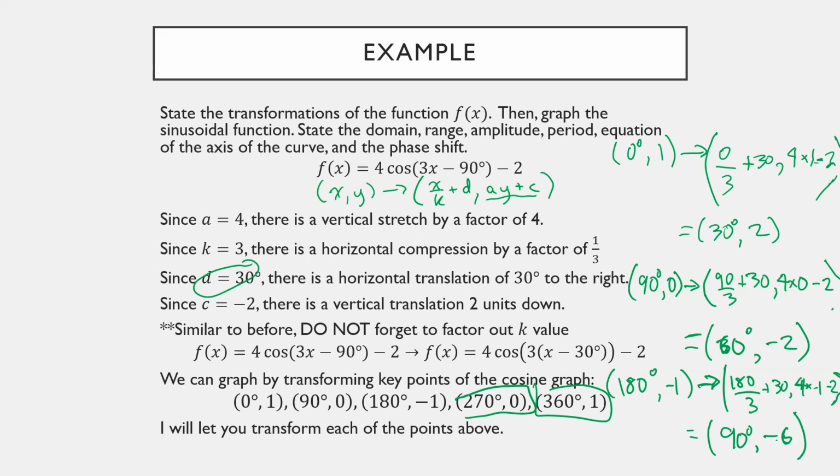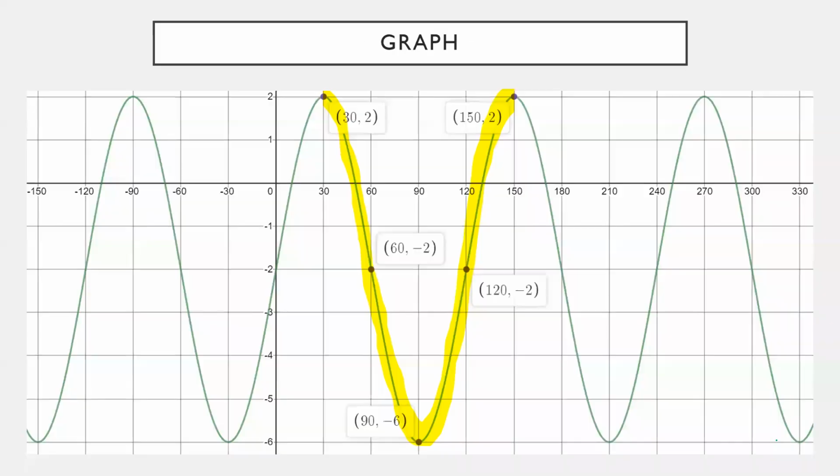So I have the first three transformation points. So I'll show you what they look like. So we have 30 and 2 up here, 60 degrees and -2. And of course, this one, it doesn't show the degrees symbol there, but you can fill that in yourself. And then we have 90 degrees and -6. And then, of course, if we continue this on, we have 120 degrees and -2 and 150 degrees and +2.